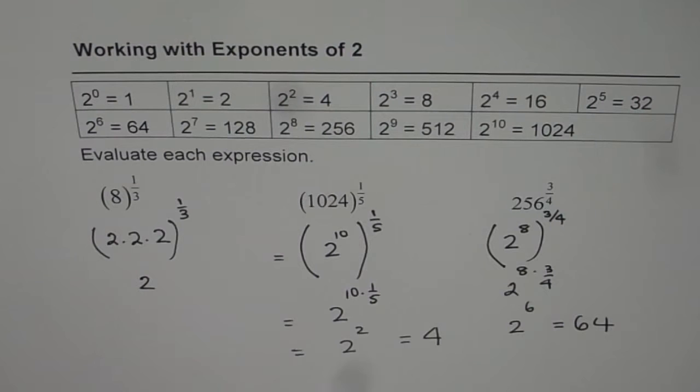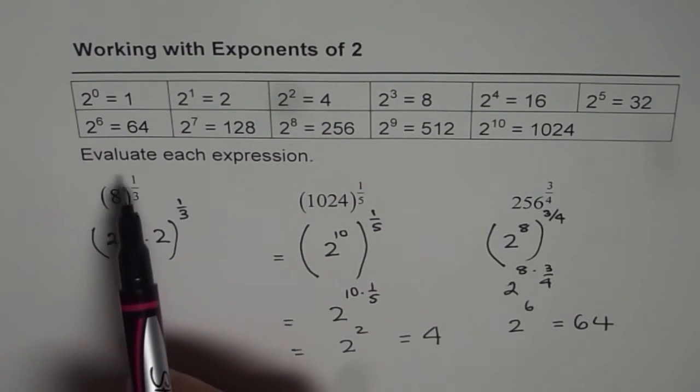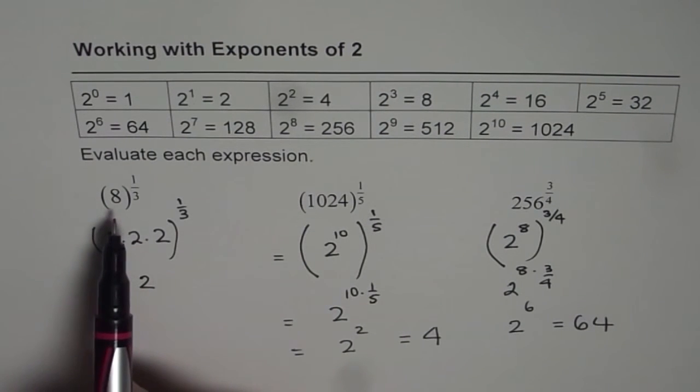Do you see that? So that is how we can find exponents of 2. Rather, we can evaluate an expression with rational exponents. These exponents, 1 over 5, 3 over 4, 1 over 3, are all rational exponents, kind of fractions. Now, the same rule could have been applied here also.